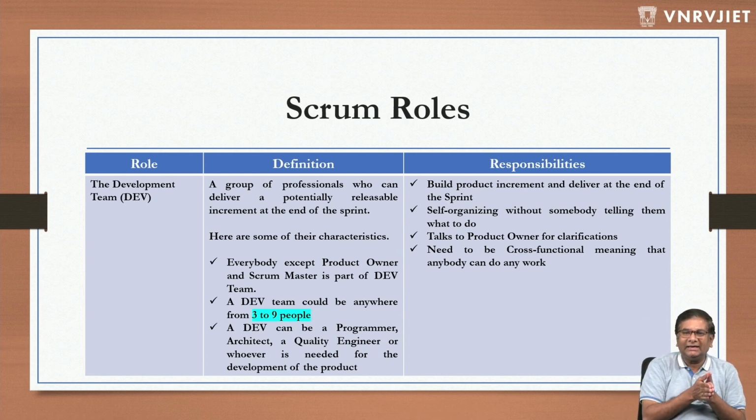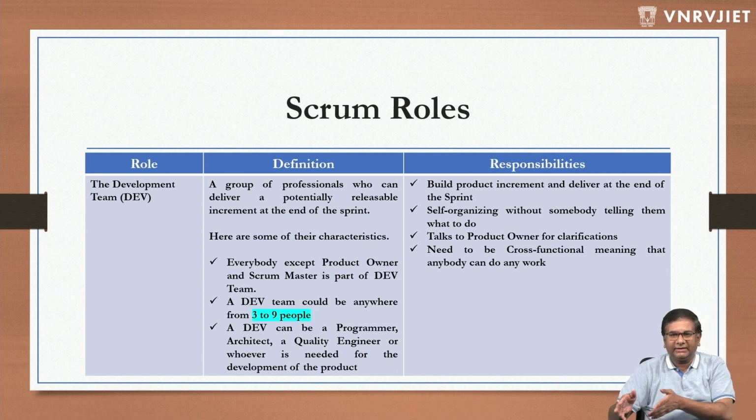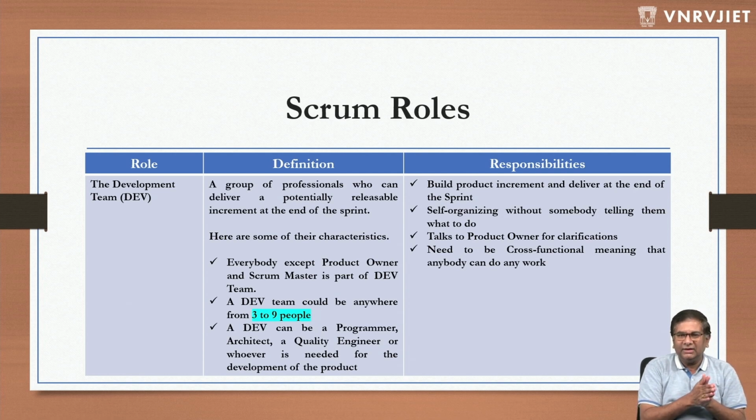They are self-organizing, without somebody telling them what to do. They understand themselves, they talk among themselves. If required, they talk to stakeholders and do their job. They don't need to fall back on the managers or a Scrum Master for their needs. If required, yes, they may have to, but they are independent. They are supposed to do what they are required to do. If required, they talk to the product owner for clarification.